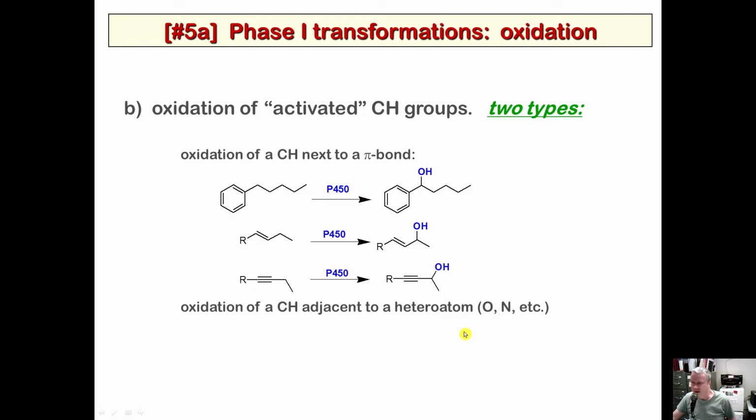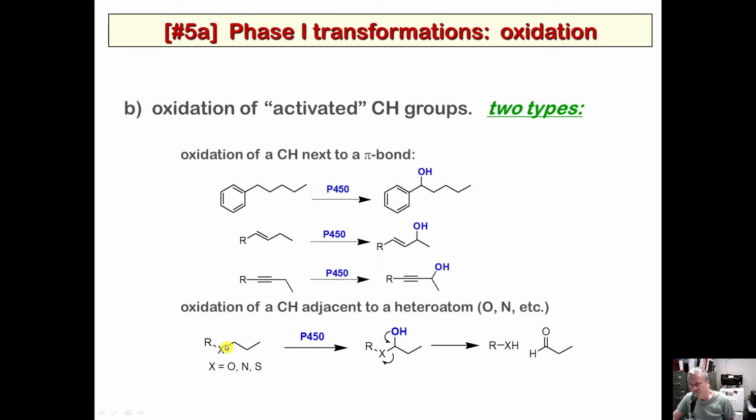So we can oxidize next to a heteroatom like nitrogen and oxygen, and that's going to lead to things like dealkylation of a methyl group and things like that. So here's a general example. If I have X, so it could be oxygen, nitrogen, sulfur, and then I've got a couple carbons, P450 can oxidize this position here. And also, if I envision the radical, like there's a CH2 there, envision one of the H's come off and I get a radical.